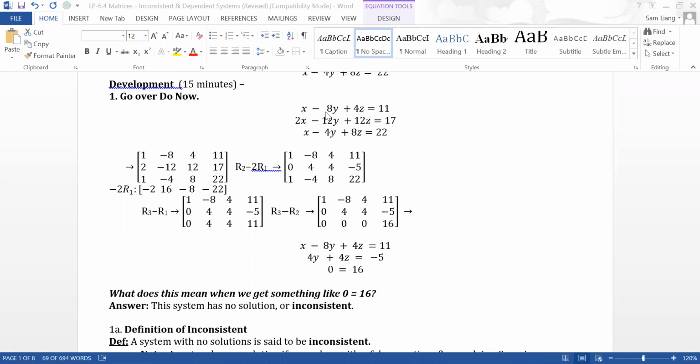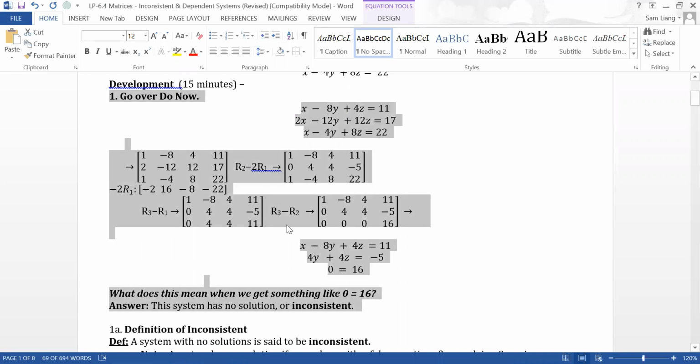All right, does anyone still need to copy this solution right here? You can type in the chat or speak up. Okay, if not, I'll move on.